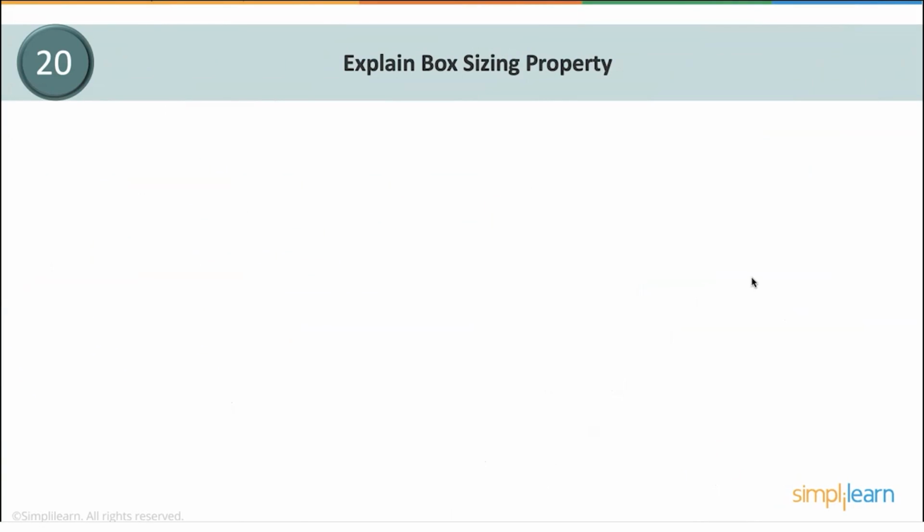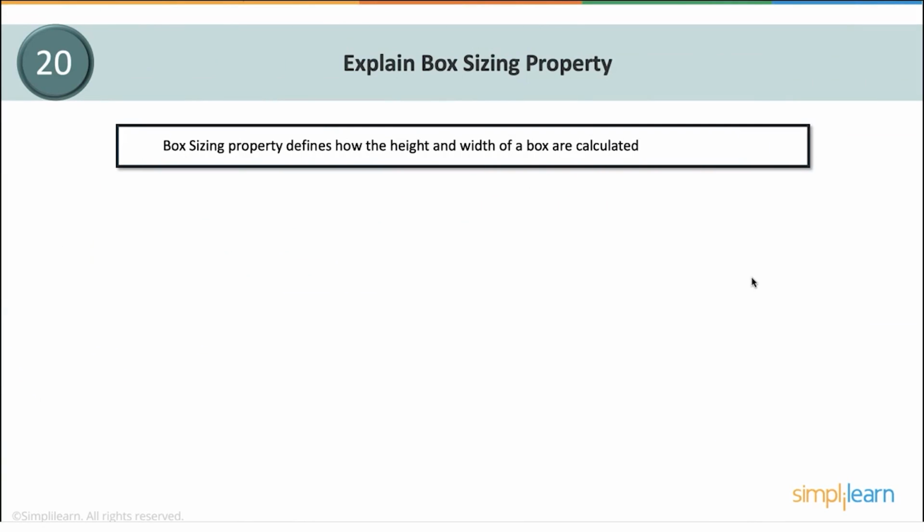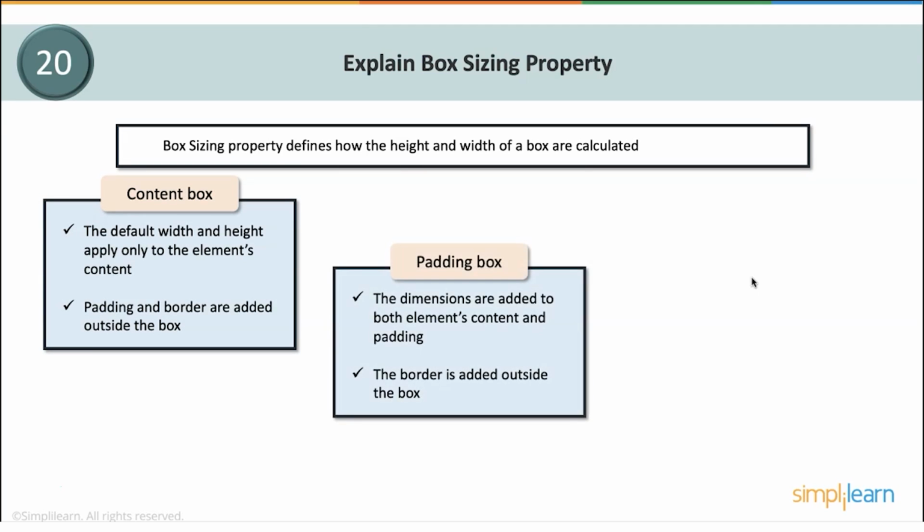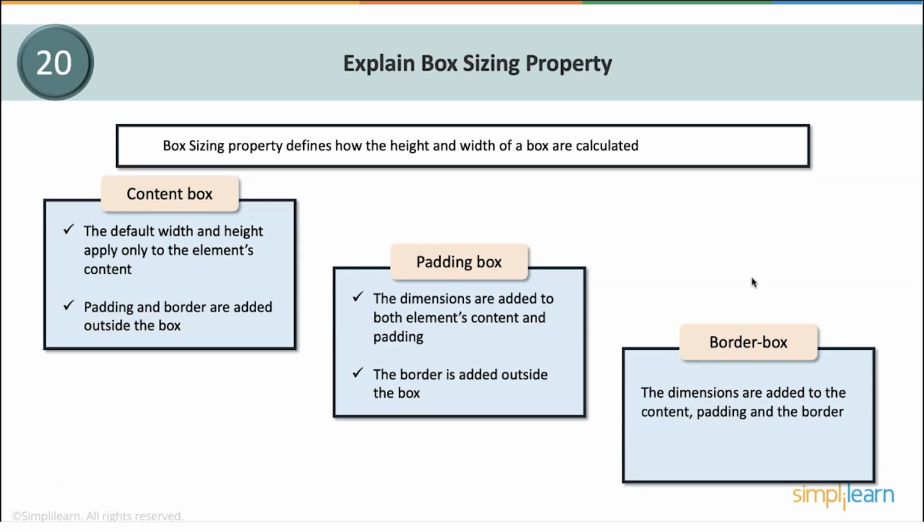Explain the box-sizing property, like how you can set the property for box sizing. The box-sizing property defines how the height and width of the box are calculated. You talk about content box, padding box, and border box. Typically, we use three different types of box: content, padding, and border box.